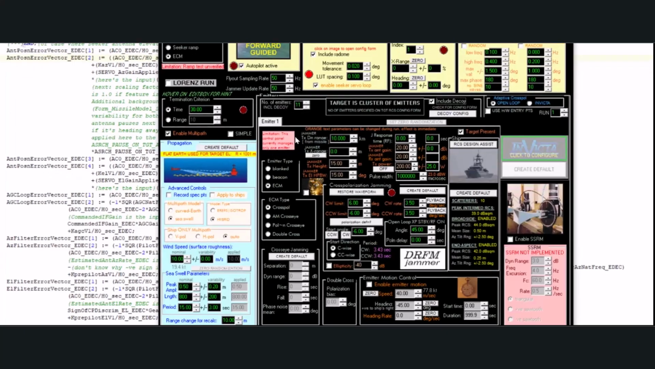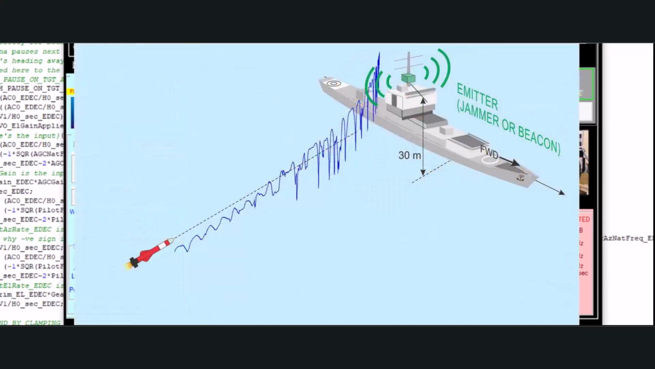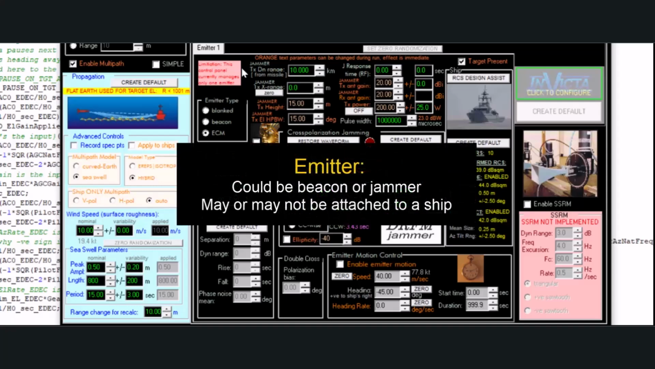In the software, I had to distinguish between two ideas. There's ships and emitters. And an emitter might have a ship associated with it or it might not. For example, a decoy could have an emitter, but it doesn't have an RCS. Well, you could associate it with a ship if you wanted to, but not necessarily. So emitters and ships, that's an idea.